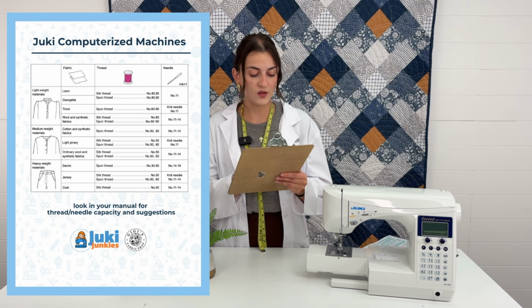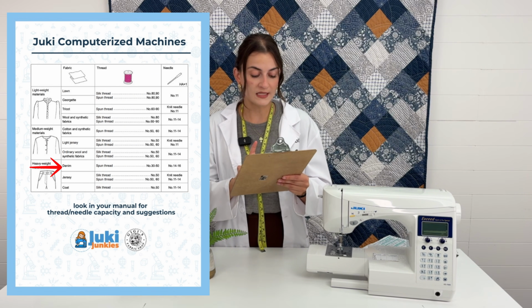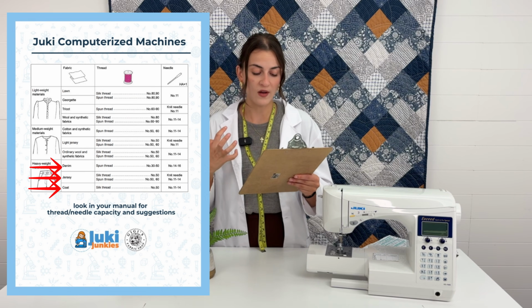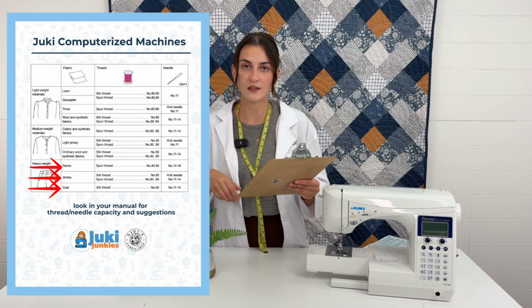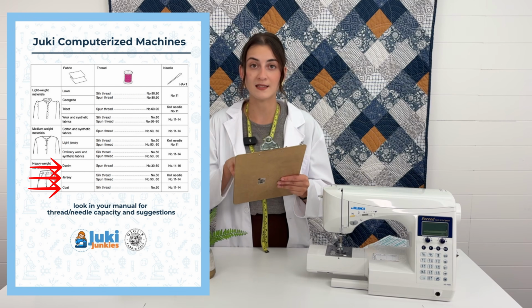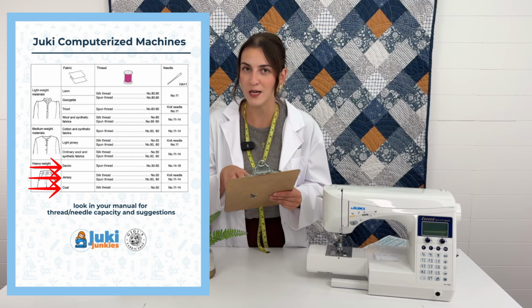And then looking at our heavyweight materials in here, you can see denim, jersey, and like a coat fabric. It references some good things in there for you too. So this is a great place to start and refer to, and it's in your manual, and that's what it's there for. So now let's talk about Tex threads and when you would want to use those.